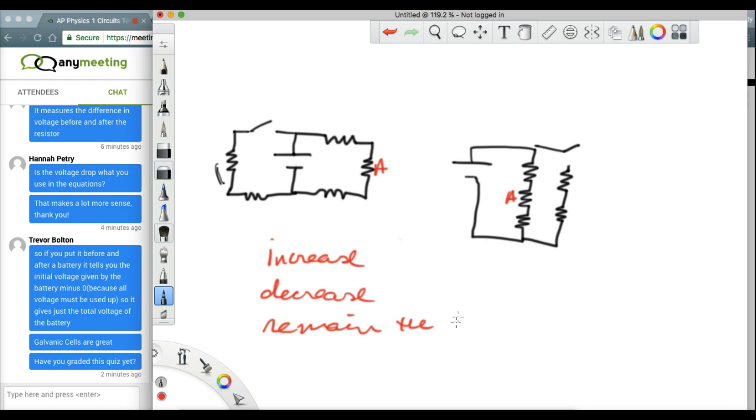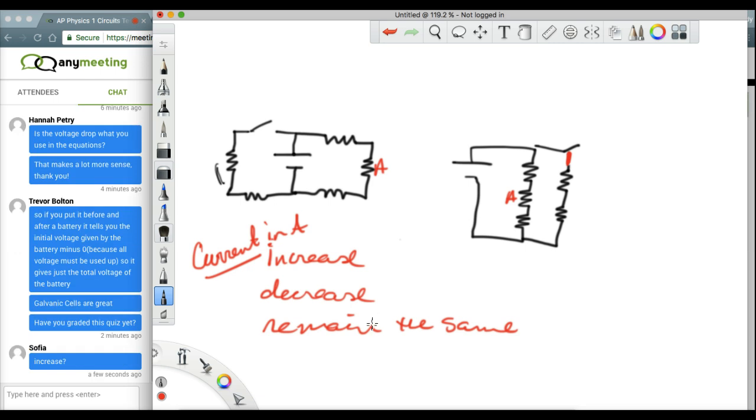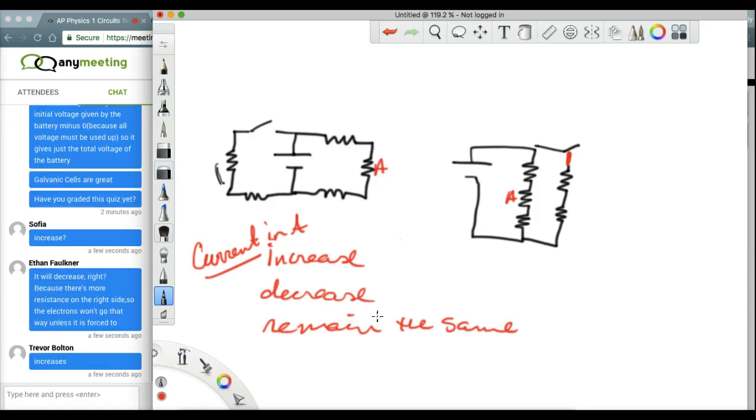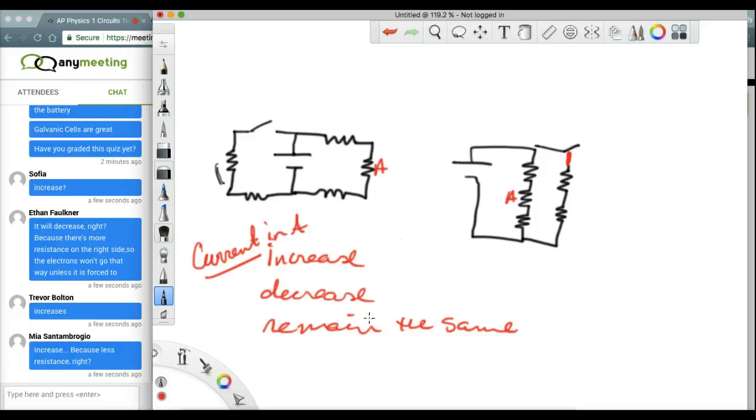Go ahead and text me your answers that you put on your quiz if you got to this question. So we're talking about current in A. Did it increase, decrease, or remain the same when the switch is closed? Any brave souls out there? Sophia says increase. Ethan says decrease. Trevor says increase. Mia says increase.